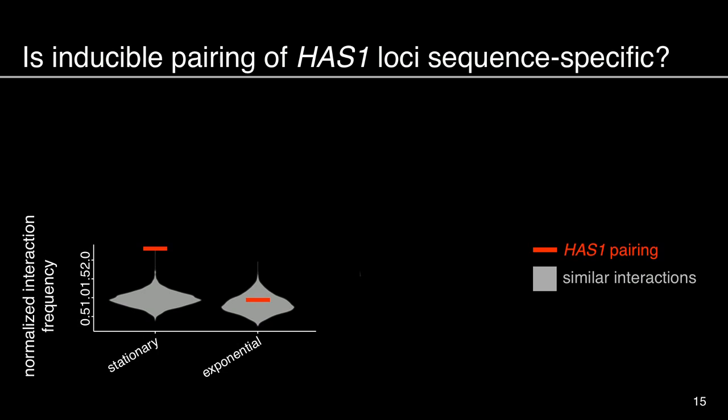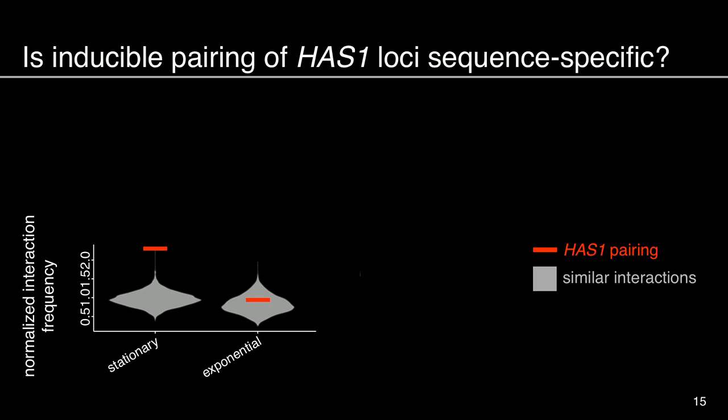So if you didn't believe me from the heat maps, I'm also going to quantify it here. I've labeled the strength of this Has1 pairing with the red line, and the gray distribution represents the distribution of all of the comparable interactions. You can see that in stationary phase, the Has1 pairing is far and away the strongest interaction, whereas in exponential growth, it's fairly typical.